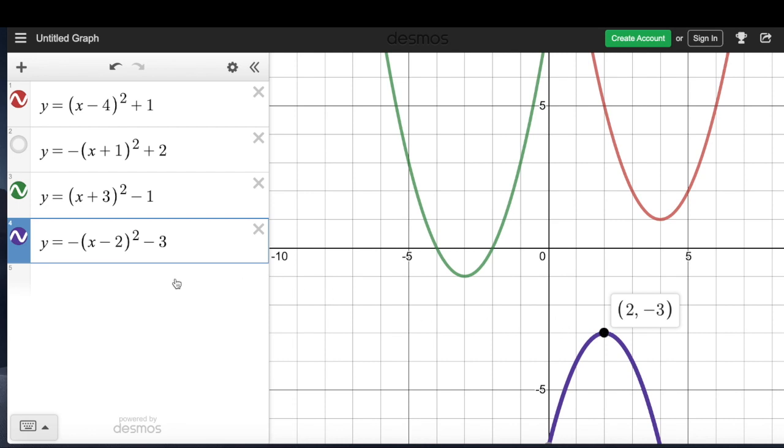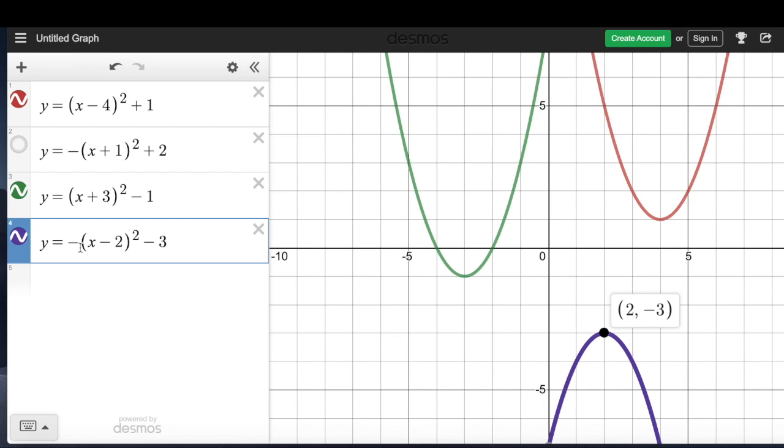All right, (2, -3). Again, make that connection. If you see -2 on the inside, it's gone to +2 on the x-axis. -3 on the end, it goes down 3, like it always did. And if you put a minus out in front, it flips it upside down.